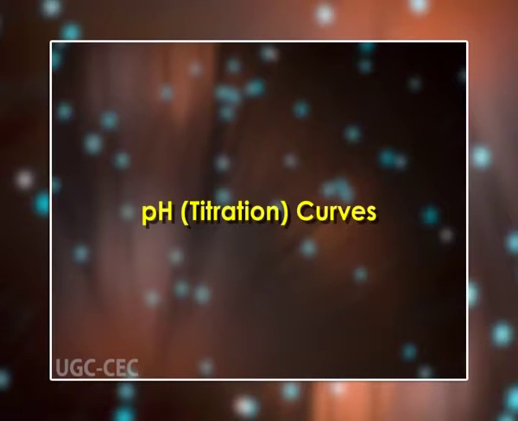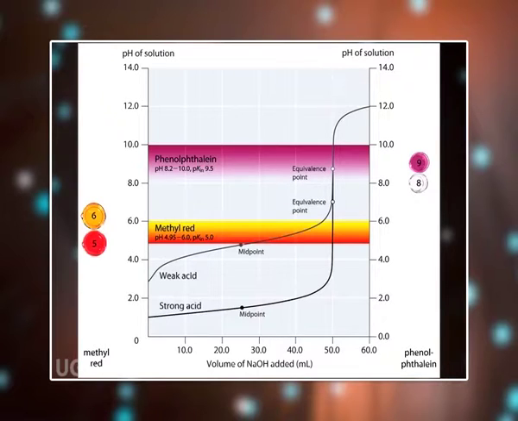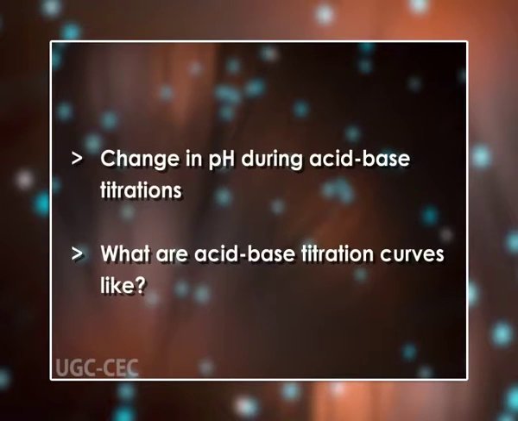Now, pH titration curves. Titration curves are graphic representations of acid-base titrations which generally contain the volume of the titrant as the independent variable and the pH of the solution as the dependent variable, because it changes depending on the composition of the two solutions. Let's now see how pH changes during different acid-base titrations and how acid-base titration curves look.